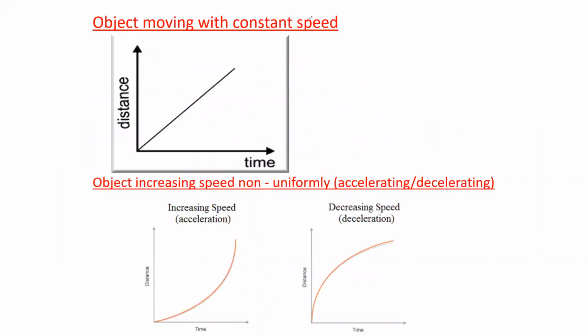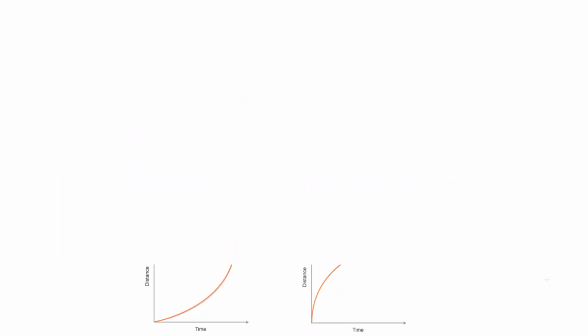So basically there are four graphs which you have to keep in mind for a distance time graph. So what are the four graphs? Number one, when the object is at rest or stationary. Number two, the object is moving with a constant speed. Number three, the object is accelerating. And number four, the object is decelerating.